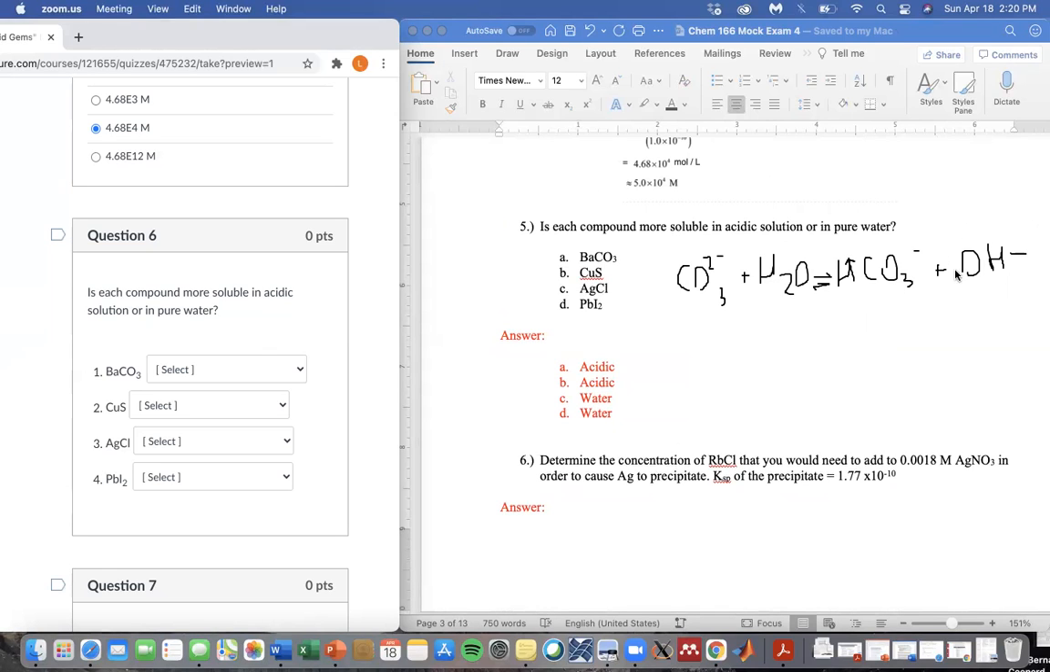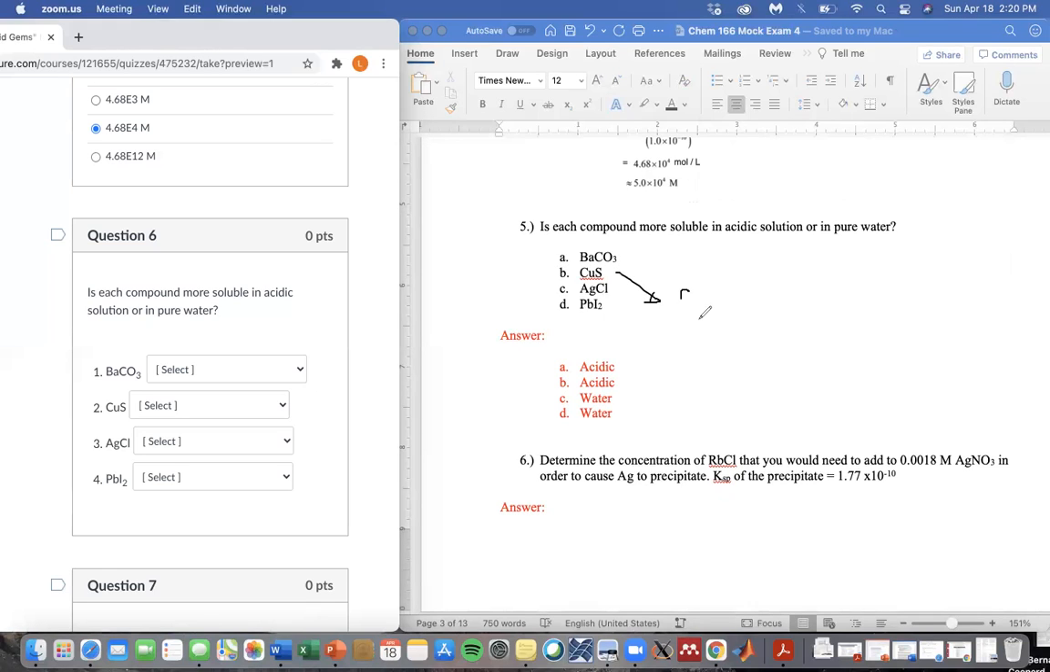So the common ion effect is going to prevent this from dissociating as much, because if it does dissociate, it's going to produce more OH minus, which is going to put it back to CO3 2 minus, which was going to exist as BaCO3. So that's where the whole idea comes from. That's why you have to consider whether it's a weak base or a weak acid.